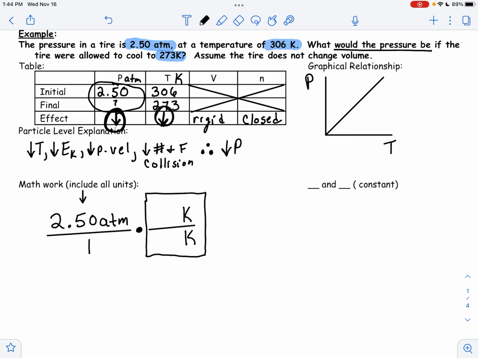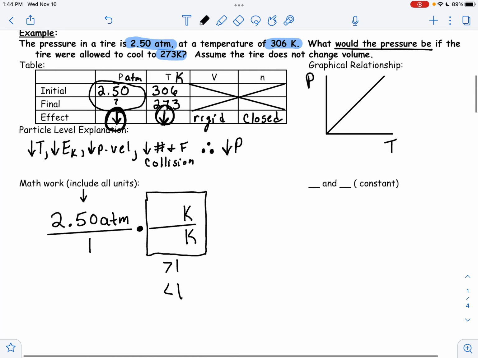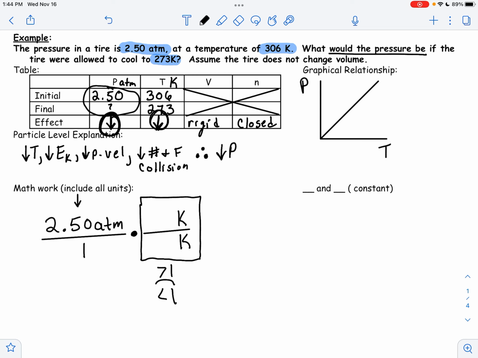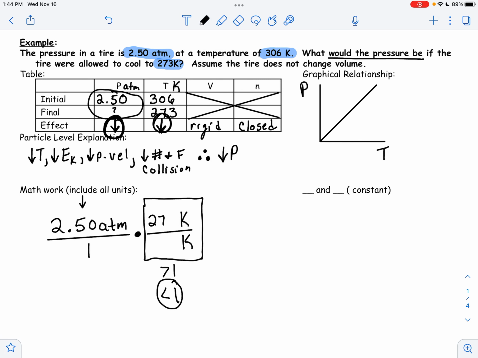So what type of ratio do I need for it to decrease? Do I want to multiply it by a ratio greater than 1 or a ratio of less than 1? A ratio of less than 1 is going to give me a decimal, and so that will make my number smaller. So I'm going to go with a ratio of less than 1. Well, how do I get a ratio of less than 1, or how do I get a decimal? Do I take my large number and divide it by my small number, or do I take my small number and divide it by my large number? Hopefully you said we're going to take our small number, the 273 Kelvin, and divide it by the large number, the 306 Kelvin. That's going to give me a decimal for my ratio.